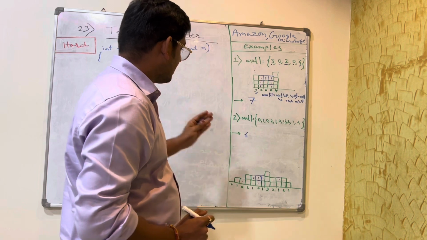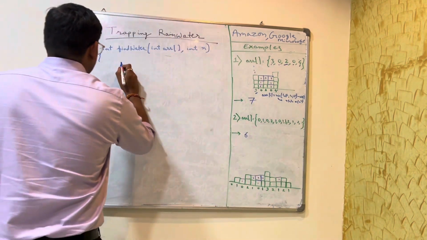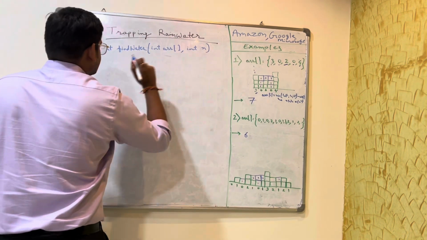So let me code it. Once I code it, then we will run it through this example, then it will be very clear. So what have I said? That we have this array, the size is given as n.